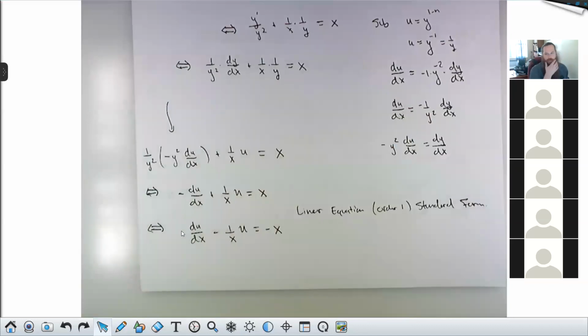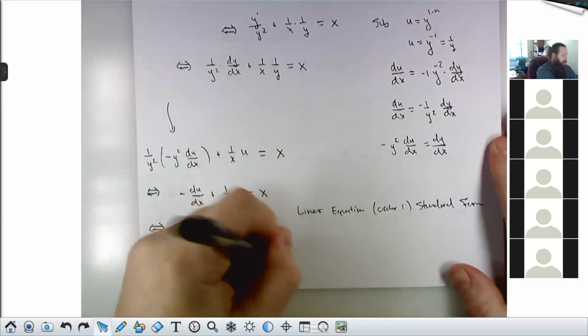So you want to check if it's separable. If it's not separable, then you need to use integrating factors. I don't believe this is separable. You could add this over here, but there's no way to get the factor of x out from these pieces. So from here, you would solve using integrating factors, and I'll leave it to you to do that.